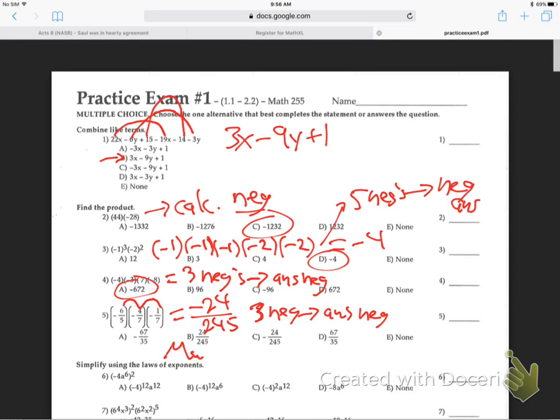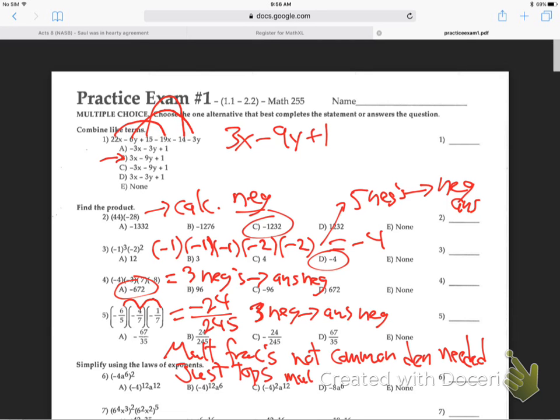So multiplying fractions, no common denominator needed. Just multiply the tops, multiply the bottoms, done. Easier, like that. That make sense on that? It's a good question. So you always want to keep those two sets of rules straight.